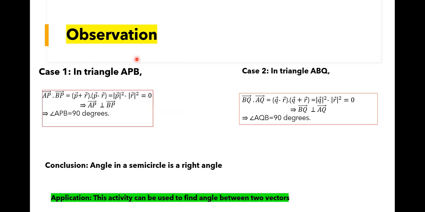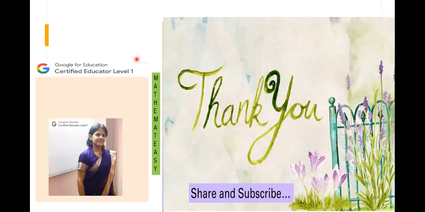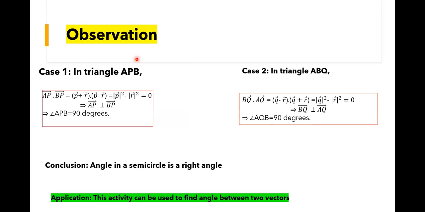We have taken two cases, as I said, triangle APB and triangle ABQ. So now AP dot BP equal to, we have taken AP vector equal to P plus R, right? BP vector is P minus R. So AP dot BP equal to P plus R dot P minus R, which is magnitude of P squared minus magnitude of R squared, right?